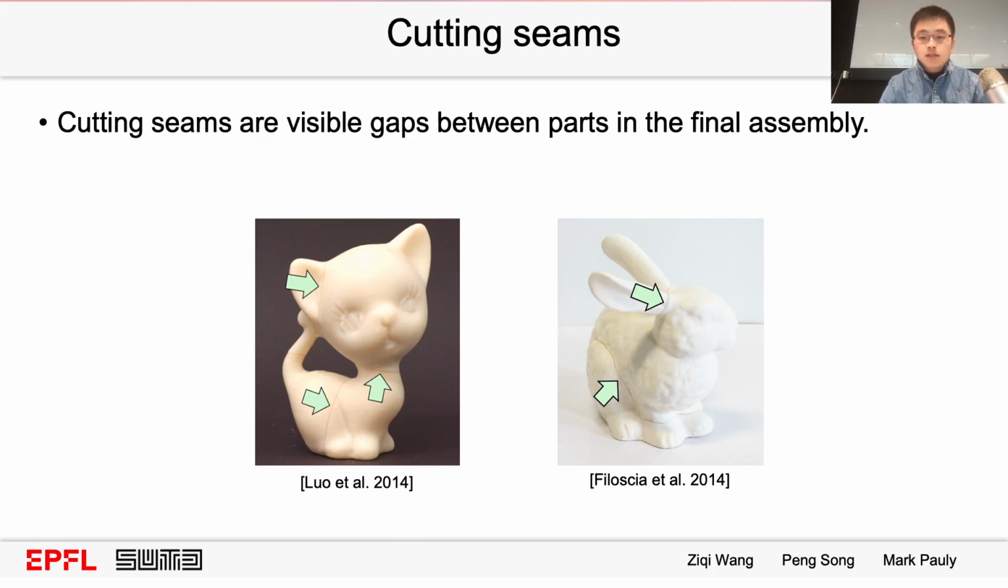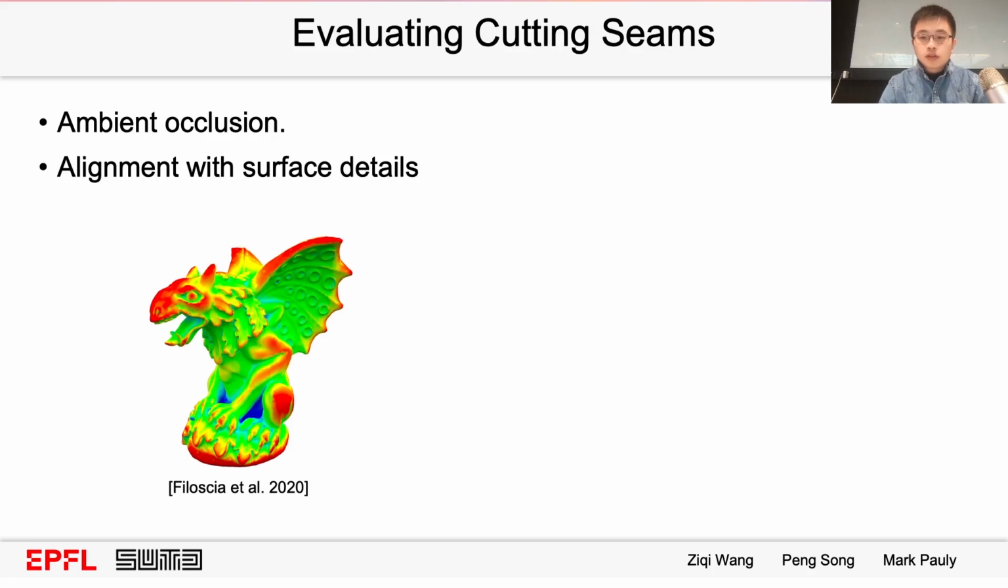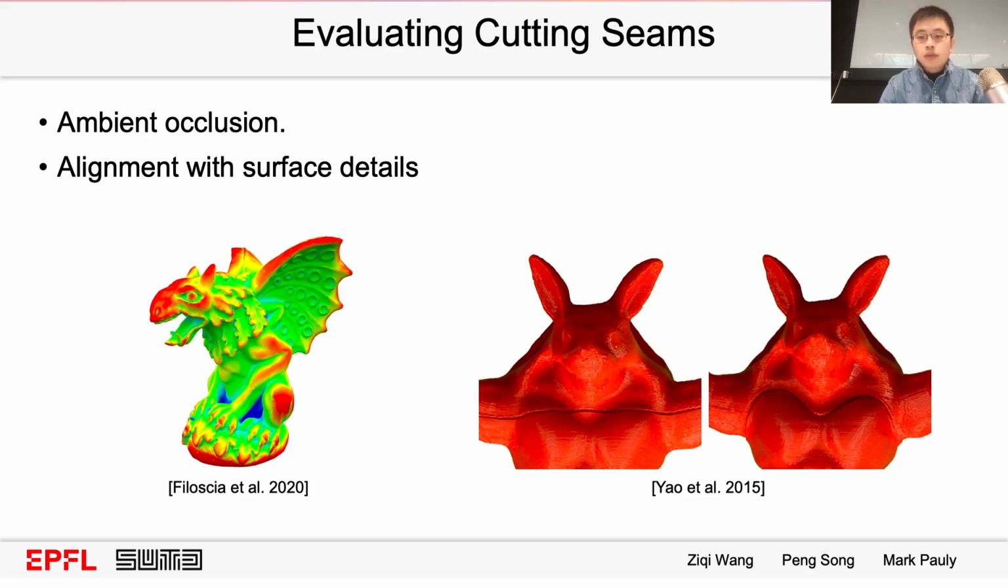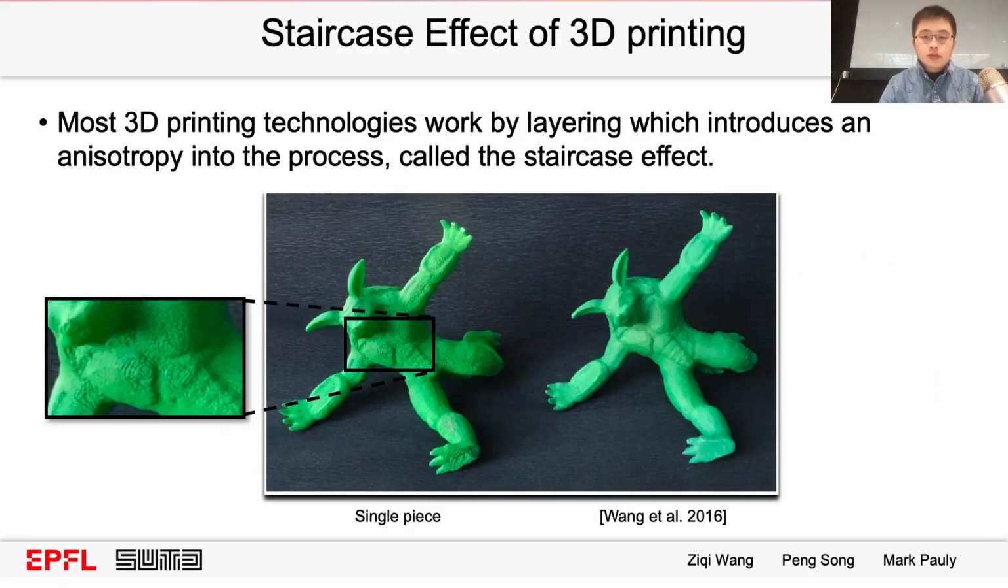Cutting seams are visible gaps between parts in the final assembly, which cannot be completely avoided due to manufacturing tolerances. To measure the severity of the cutting seams, one approach is based on ambient occlusion, see left. The cutting seams should avoid highly obtrusive areas. Another approach is to make cutting seams aligned with surface details by using non-planar cuts, see right.